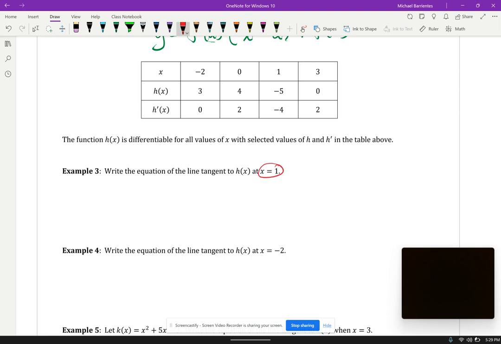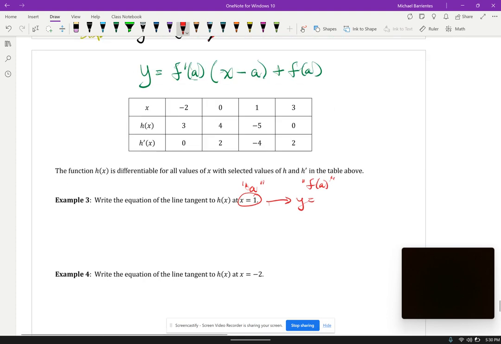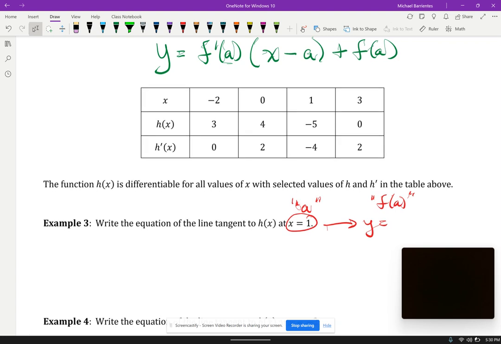I already have my first thing. I already have my x value. This is like my a in my formula. Now I need to find the y value that goes with that. That would be my f of a from my formula. So how do I do that? Well, use the table, and we can see that when x equals 1, my h of 1 is negative 5. That's my y value, negative 5.